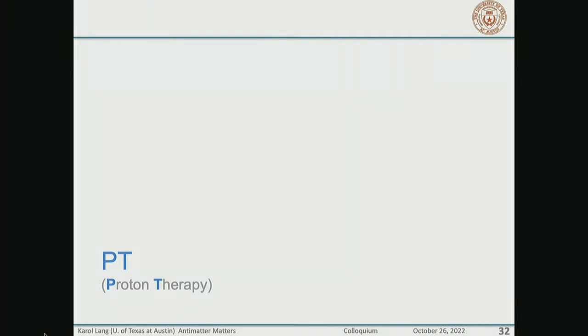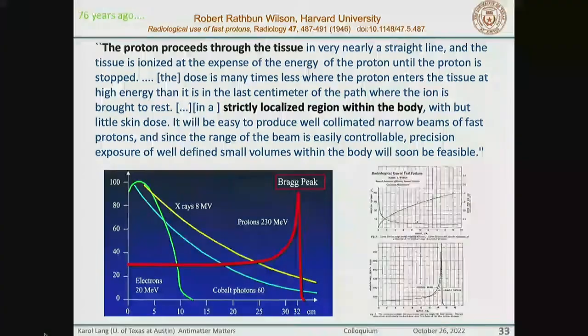And this is now about proton therapy. So here comes Robert Rathburn Wilson again, motivated earlier by my picture, specifically because of the paper that he wrote in 1946. In 1946, Wilson wrote a paper in which he said the proton proceeds through the tissue in such a way that ultimately it deposits energy in a strictly localized region within the body. I'm not going to read all of this. You can read it later.